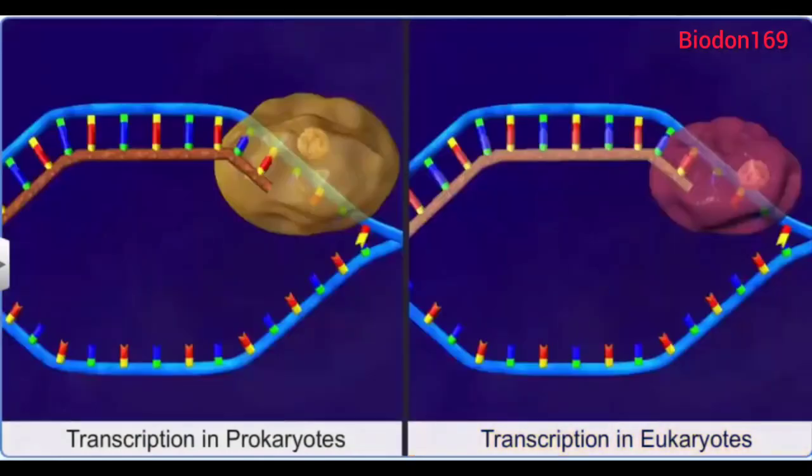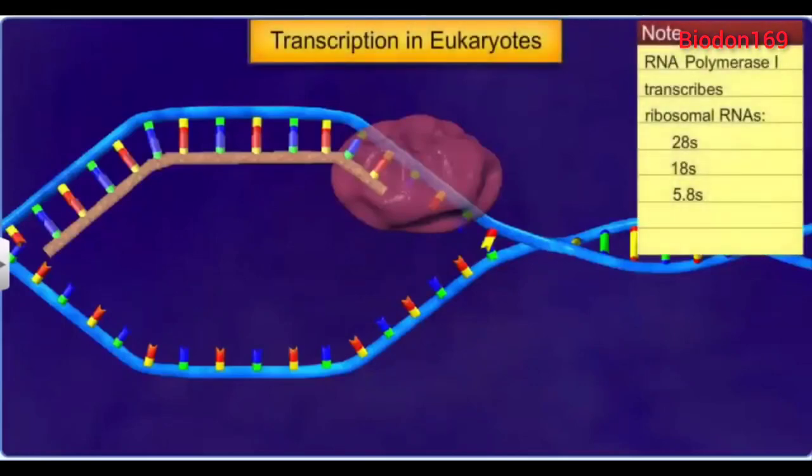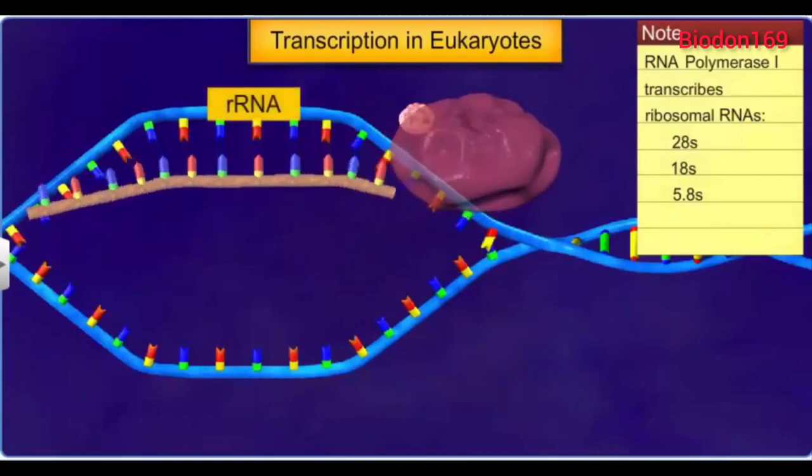There is only one RNA polymerase in prokaryotic transcription. However, eukaryotic transcription involves at least 3 RNA polymerases. The RNA polymerase 1 transcribes various rRNAs.